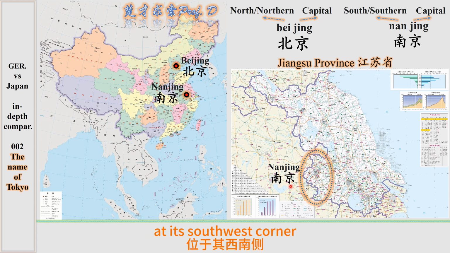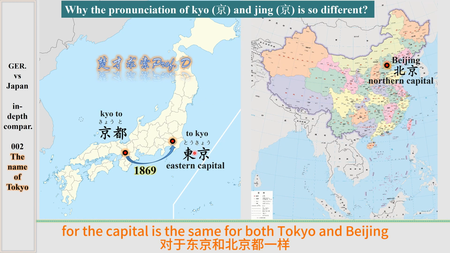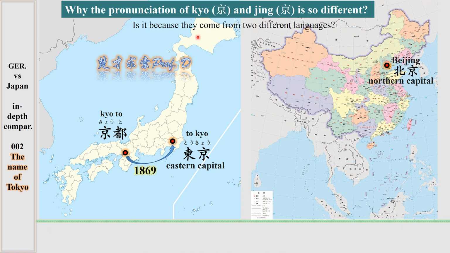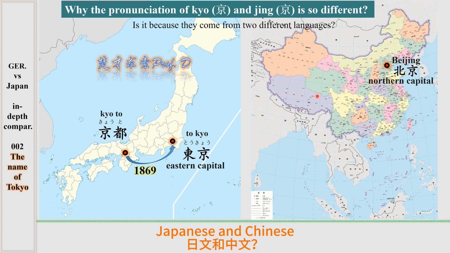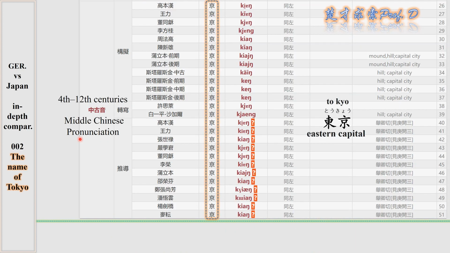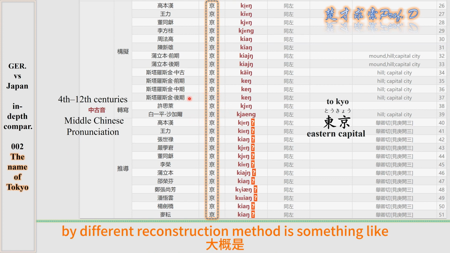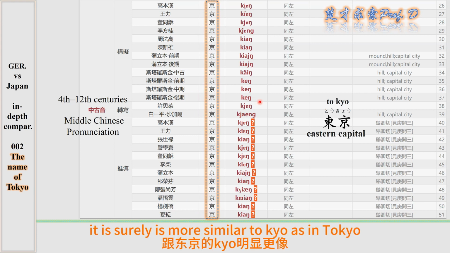Okay, here comes the question. While the character for the capital is the same for both Tokyo and Beijing, why is the pronunciation of Kyo and Jing so different? Is it because they come from two different languages, Japanese and Chinese? The answer is no. If we refer to the Middle Chinese during the 4th to 12th centuries, the pronunciation of the capital by different reconstruction methods is something like Kyang or Ken, or something like that. It is surely more similar to Kyo as in Tokyo.